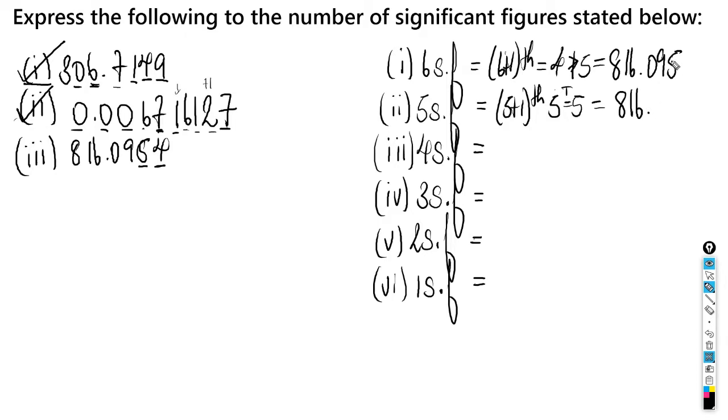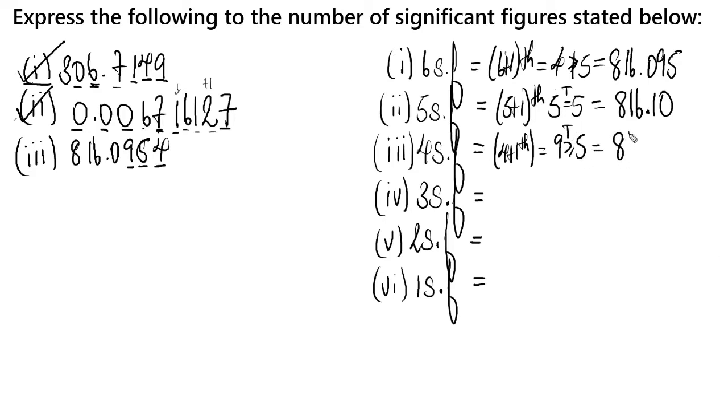So we're going to end up with 816 point. You're going to add a 1 to this 9. So you're going to end up with 10. Cool. All right. Then the next one now is going to be the 4 plus 1th place, which is the 9 here. And that 9 is greater than or equal to 5. It's definitely greater than 5. So we're going to get 816.1, right? No 0 because it's 4 significant figures.